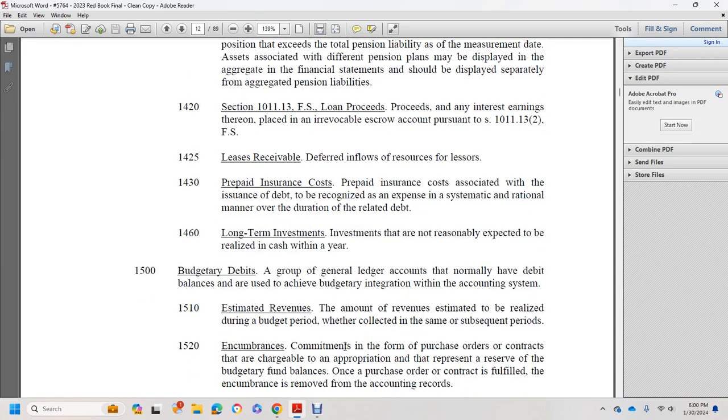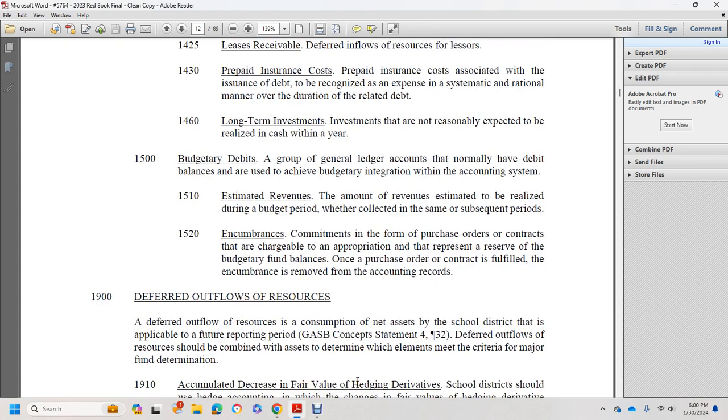1500. Budgetary debit: a group of general ledger accounts that normally have a debit balance, used to achieve budgetary integration with the accounting system. 1510. Estimated revenues: the amount of revenue estimated to be realized during the budget period, whether collected in the same or a subsequent period. 1520. Encumbrance: commitments in the form of purchase orders or contracts chargeable to the budget, representing a reserve of the budgetary fund balance. When a purchase order or contract is fulfilled, the encumbrance is removed from the accounting records.